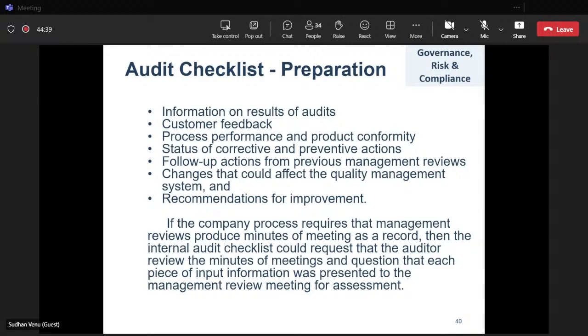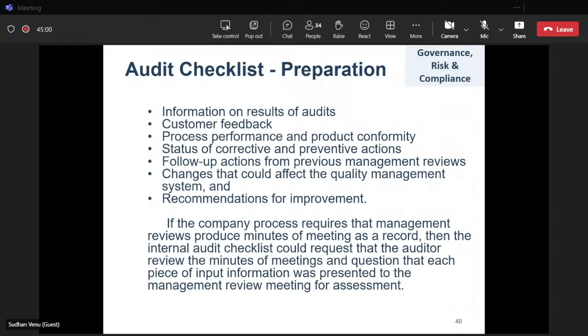Yeah, okay. So the audit checklist has the recommendations for improvement and the changes that could affect the quality management system, all covered while preparing the audit checklist.